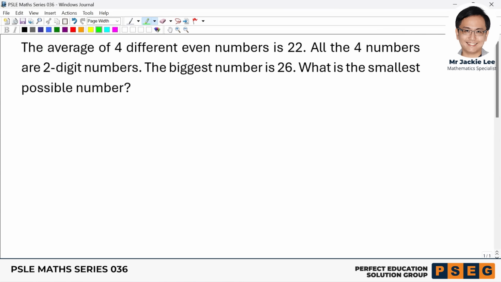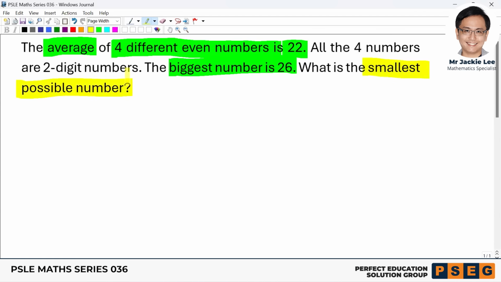The average of 4 different even numbers is 22. All 4 numbers are 2-digit numbers. The biggest one is 26. Then find the smallest possible number. Okay, first of all, the average is 22 for 4 numbers. So therefore the sum is simply 22 times 4, which is 88. And these are the 4 numbers.